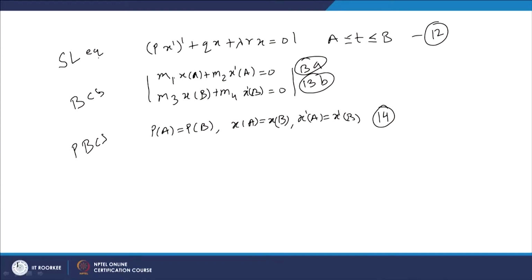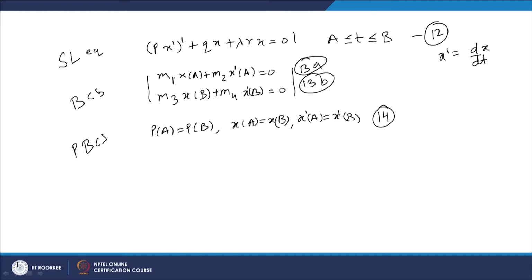So let me write it here. We have considered this Sturm-Liouville equation, that is (P x')' plus Q x plus lambda R x equal to 0. This equation is known as the Sturm-Liouville equation, and here x' means dx by dt, where t ranges between a and b. And we have discussed two types of boundary condition.